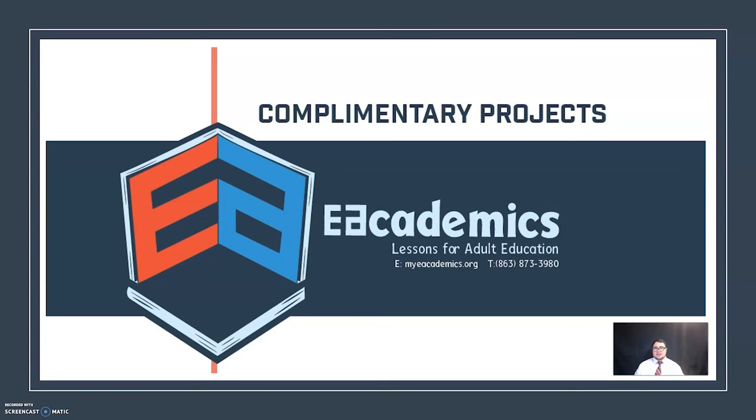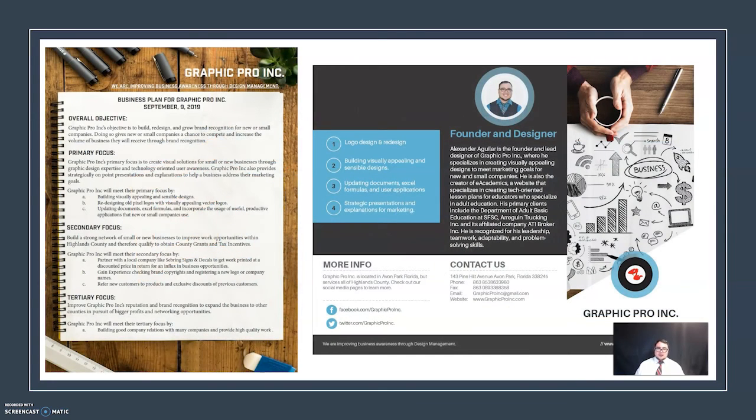Now that we have an idea of how Eacademics is being used in adult education, let's look at complementary projects developed alongside Eacademics. In this slideshow, we have Graphic Pro Inc., a company project created during the Design Management course. This gave me a unique perspective on what it means to run your own business. The left-hand side is a business plan for Graphic Pro Inc., and the right-hand side shows an advertising pamphlet.